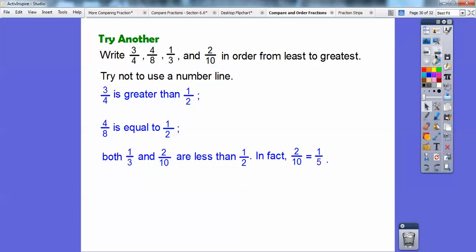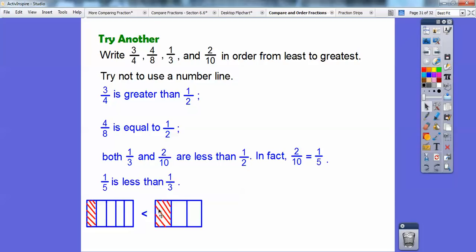Well, remember rectangles, you guys. If I cut a rectangle up into a third, there's a third right there, and cut a rectangle up into a fifth, definitely 1/5 is less than 1/3 right there. So that's going to tell me that 1/5 is the smallest number, which is 2/10. 1/3 is the next smallest number. 1/2 is the next one, which is 4/8, and then finally 3/4 right there. Okay, so there they are in the correct order right there, from least to greatest.